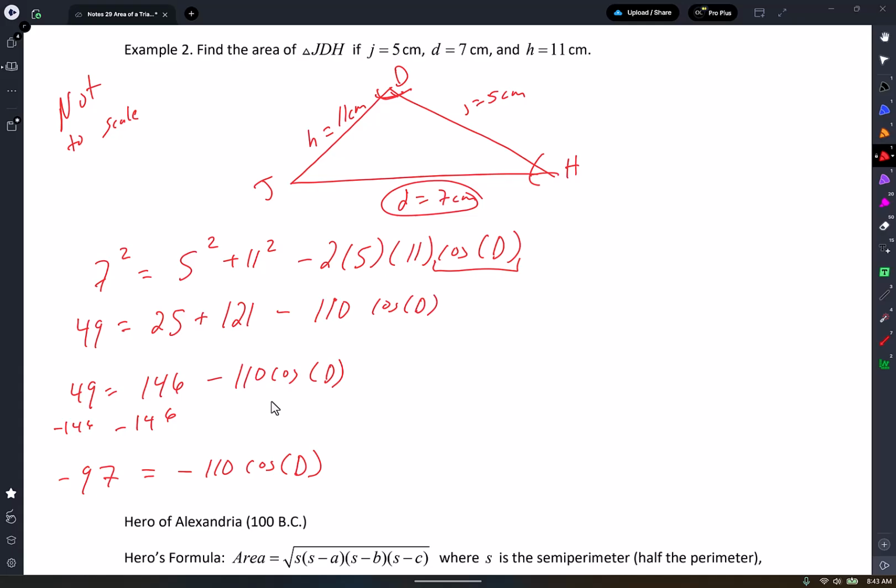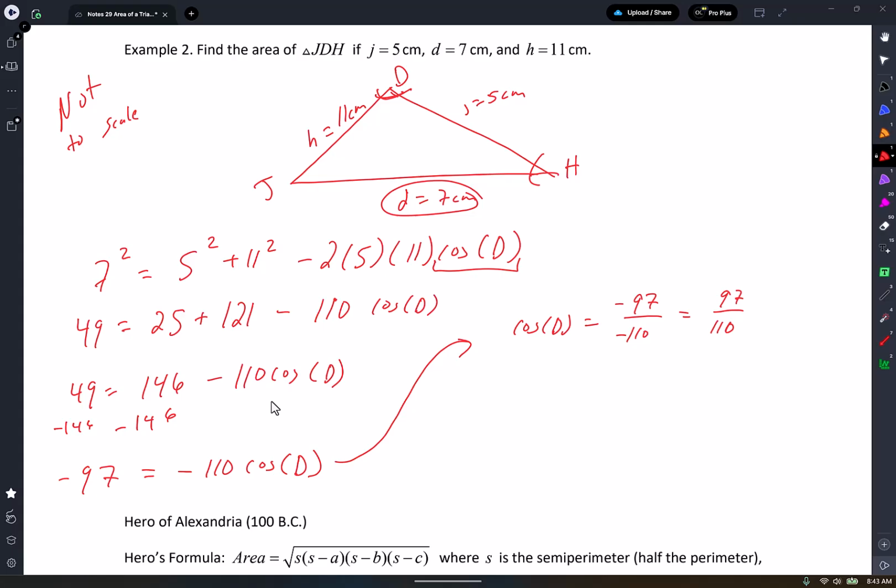How do I get angle D, or how do I get cosine D by itself? There you go. So I'm going to write cosine D equals negative 97 technically divided by negative 110. What's negative divided by negative? So I'm going to leave it as 97 over 110. Is that okay with you guys? Yeah. Okay.